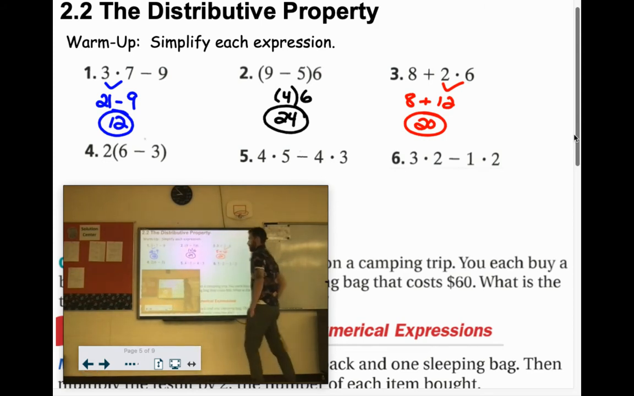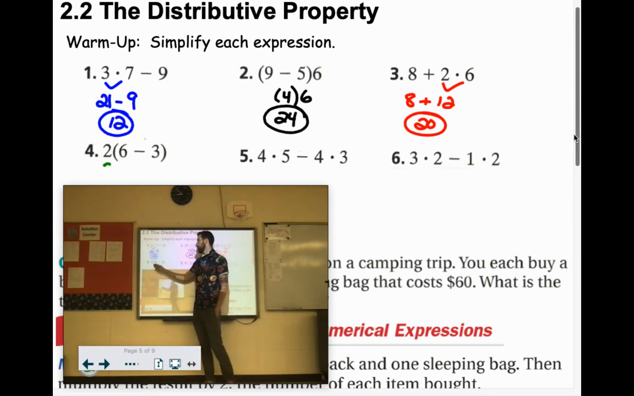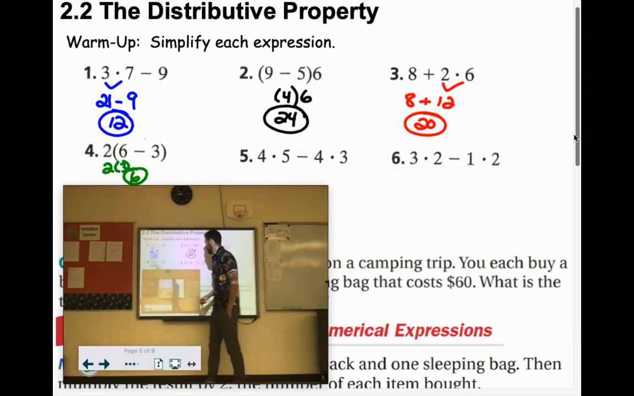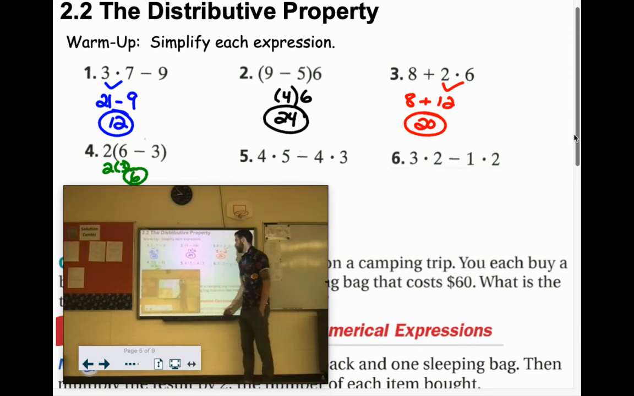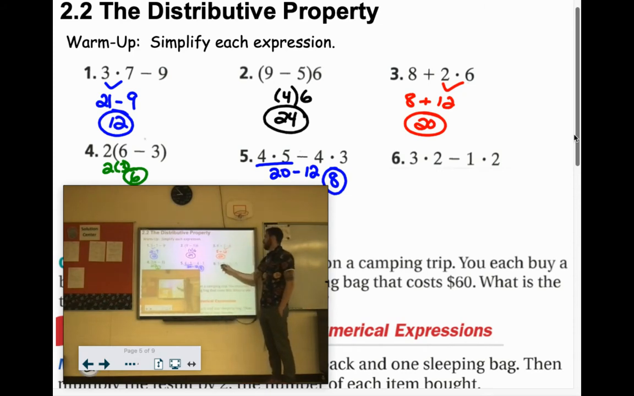2 times 6 minus 3. All right, let's do the 6 minus 3 first. 6 minus 3 is 3, and 2 times 3 is 6. Oh, we've got two sets of multiplication. 4 times 5 is 20. 4 times 3 is 12. 20 minus 12, 8. 3 times 2 is 6. Minus 1 times 2 is 2. 6 minus 2 is 4.